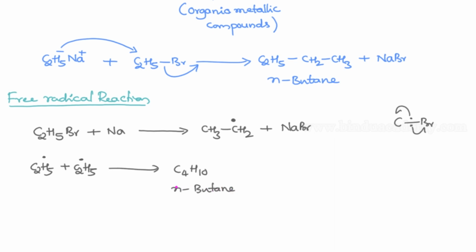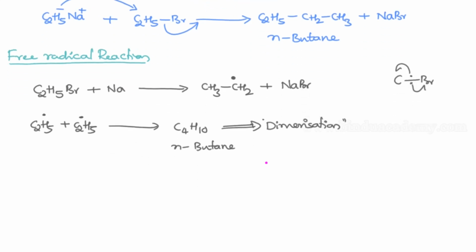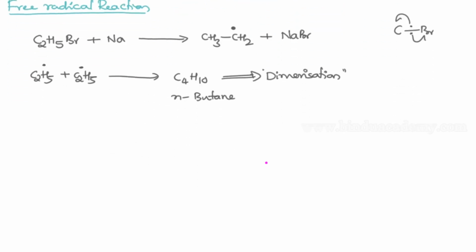So this is a free radical mechanism, and one thing, whatever the combination is, this particular step is called as a dimerization method. Okay, hope you understood this. Now we move to one more reaction, one particular reaction we can study here, that is from Grignard reagent. This is the fourth reaction, from Grignard reagent.